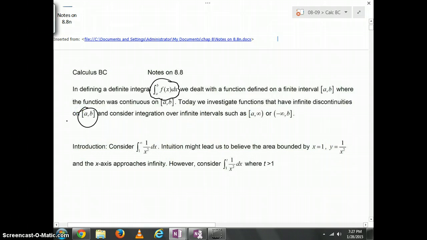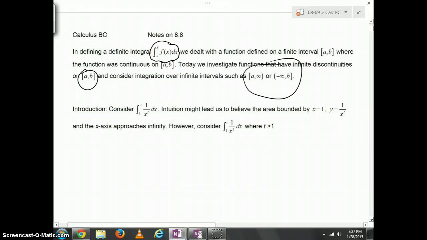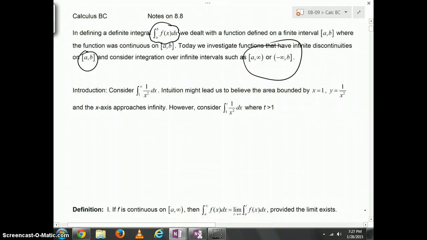You would expect to see vertical asymptotes somewhere in there. And we're also going to consider integration over infinite intervals, going from a real number like 3 from a to infinity, or from negative infinity to some real number. Now, at first glance, if you're integrating towards positive infinity or from negative infinity to a real number, you might expect that your answer would have to be infinity itself.